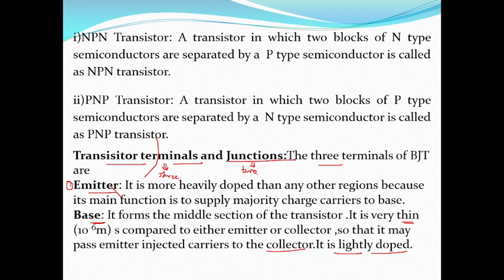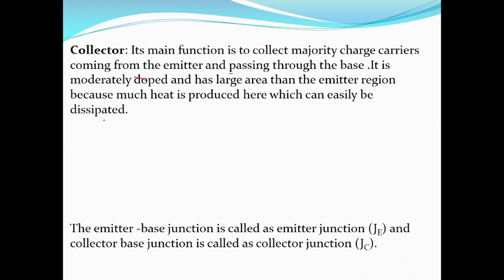The emitter is heavily doped. Its main function is to emit charge carriers to the base. Next one is the base. The base is made very thin. It forms the middle section between the emitter and collector. It is lightly doped. Its main function is to collect charge carriers from the emitter and send them to the collector. Next, the main function of the collector is to collect majority charge carriers from the base, which are coming from the emitter.